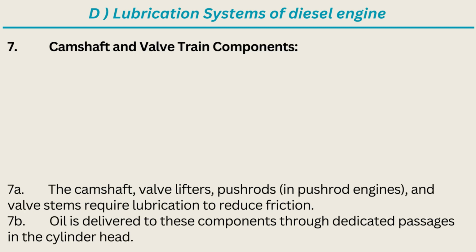7. Camshaft and valve train components. 7a. The camshaft, valve lifters, pushrods in pushrod engines, and valve stems require lubrication to reduce friction. 7b. Oil is delivered to these components through dedicated passages in the cylinder head.